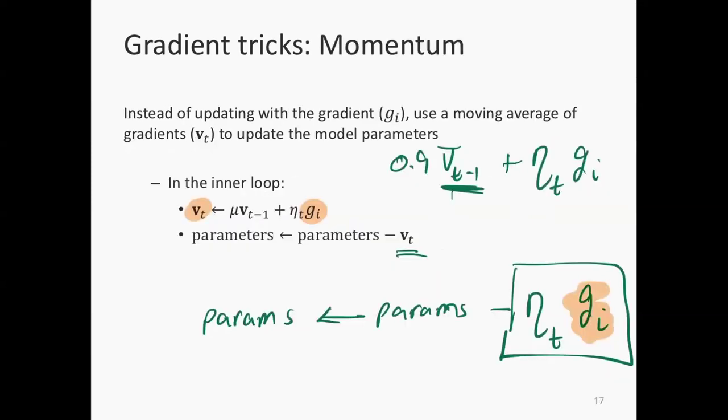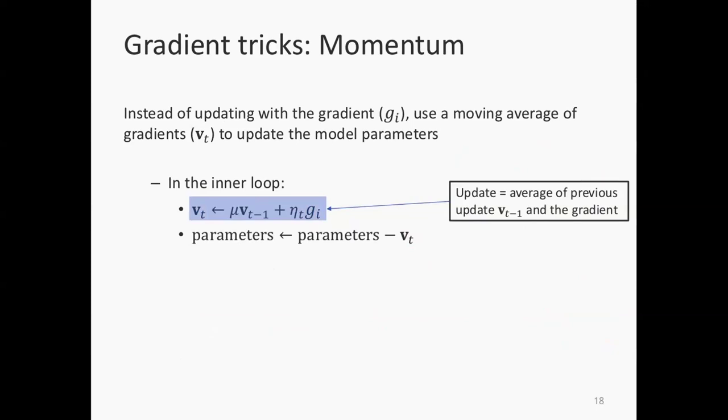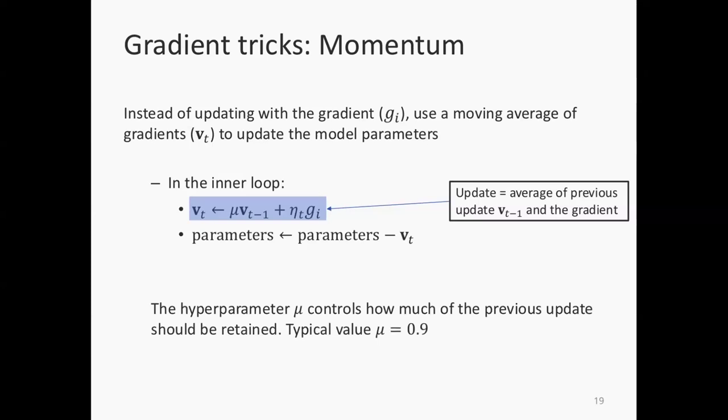This is called momentum. And now essentially we are updating, the update is no longer the gradient, but it's the moving average of the previous update and the current gradient. And we have a new hyperparameter, mu. Mu controls how much of the previous gradient should live in the current update. A common value of mu that I've seen is 0.9. Don't ask me why.